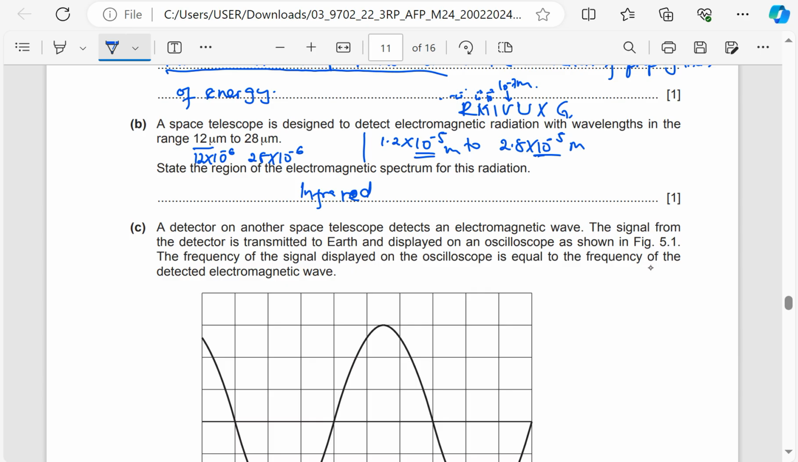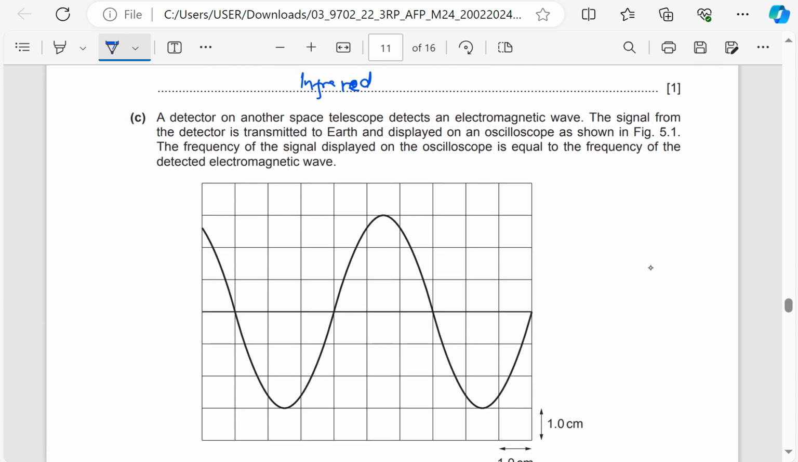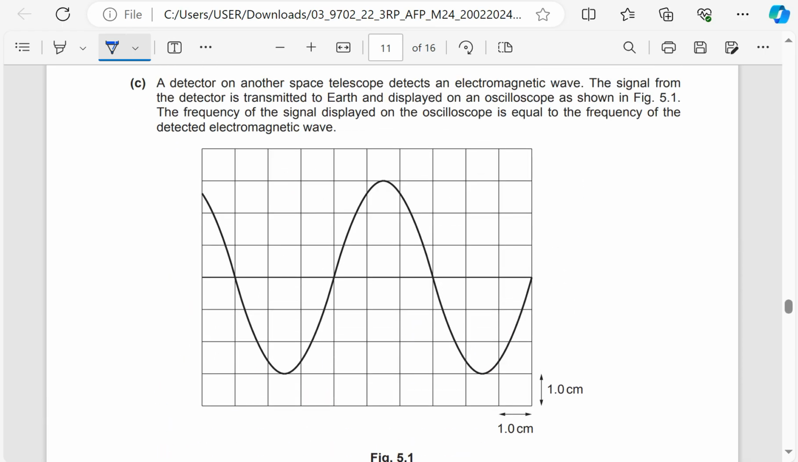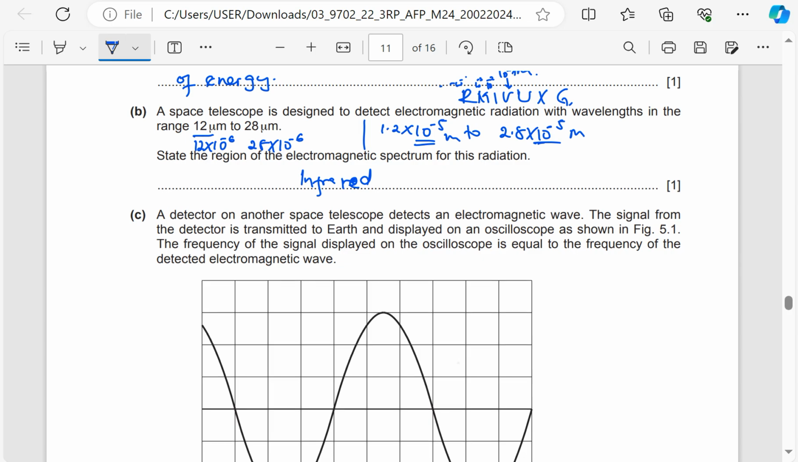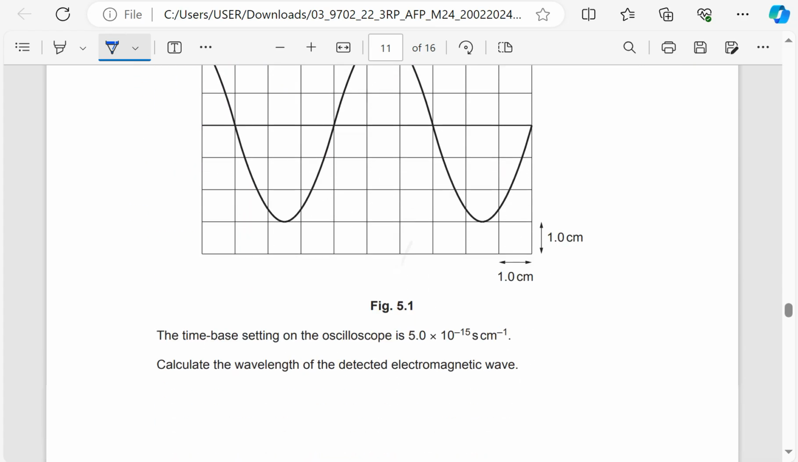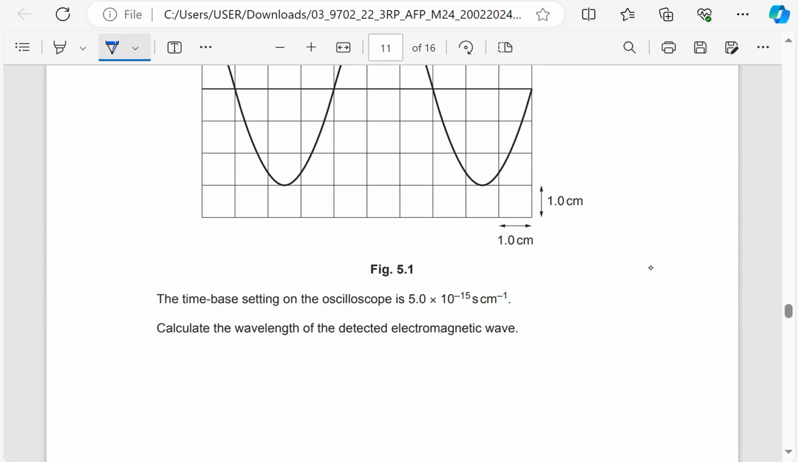A detector on another space telescope detects an electromagnetic wave. The signal from the detector is transmitted to the Earth and displayed on an oscilloscope as shown in the figure. The frequency of the signal displayed on the oscilloscope is equal to the frequency of the detected electromagnetic wave. Okay, so it means we can find the frequency because the detected electromagnetic wave has wavelengths in the range 12 micrometers to 28 micrometers. The time-based setting on the oscilloscope is 5 times 10 to the power of minus 15 seconds. Capture the wavelength of the detected electromagnetic wave.